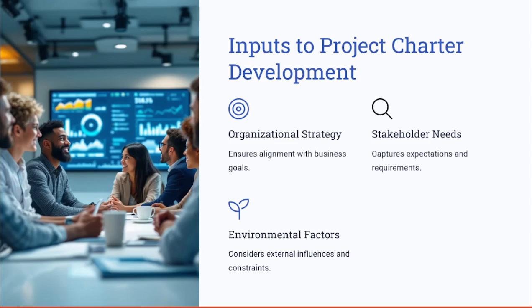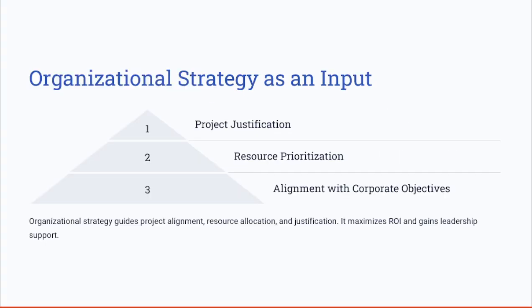So, the key points here: we have the organizational strategies to ensure alignment with the business goals. The second input here is the stakeholder needs, which capture the expectations and high-level requirements of the project from the stakeholders. And lastly, the environmental factors or the OPAs consider the external influences and constraints. Now let's discuss each of these inputs in more detail.